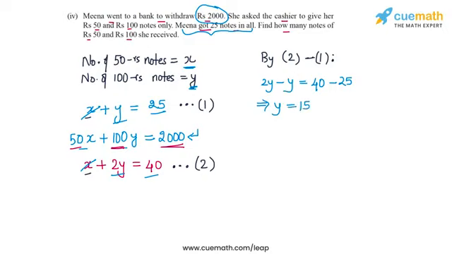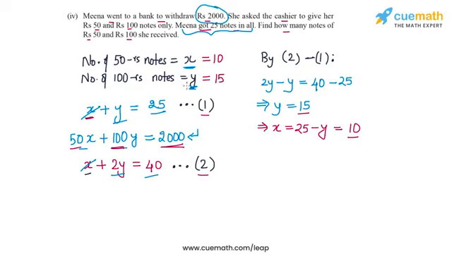And now we can substitute this value of y into any of the two equations 1 or 2 and get the value of X. So X will be equal to 25 minus y from the first equation, and because y is equal to 15, X is equal to 25 minus 15 or 10. So X is equal to 10 and Y is equal to 15, which means that the number of 50 rupees notes is equal to 10 and the number of 100 rupees notes is equal to 15.